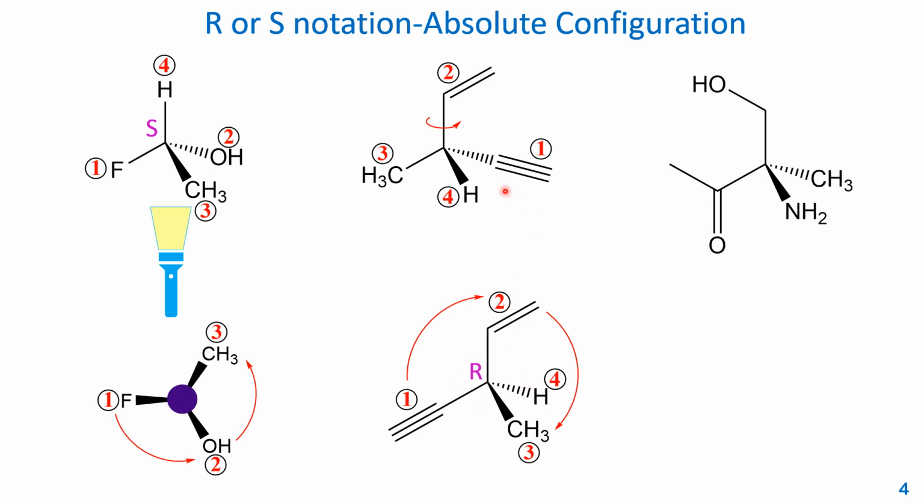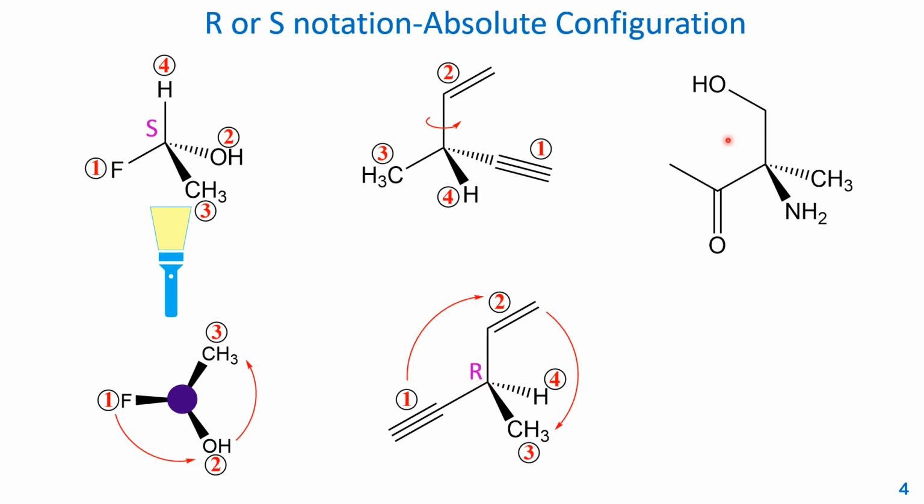Second way, you don't have to do this. You just look at this 1, 2, 3. 1, 2, 3 is counterclockwise. But since the hydrogen is not away from you, it's pointed to you, you just change the counterclockwise to clockwise. Just flip it. Okay, so you get the same notation, R.